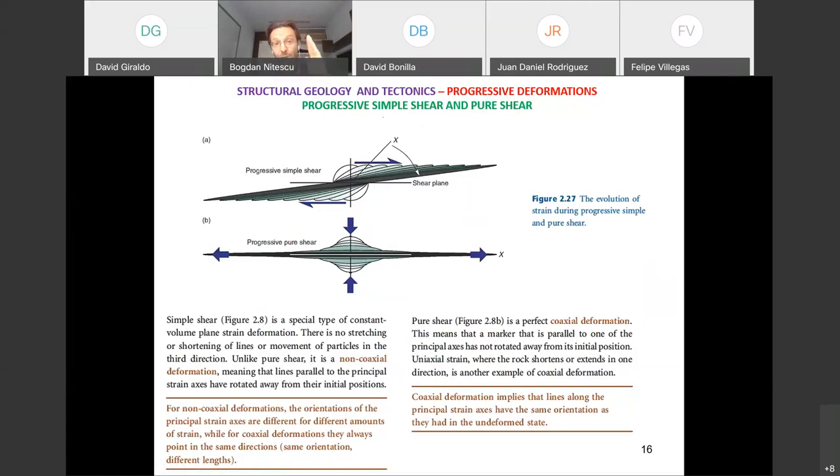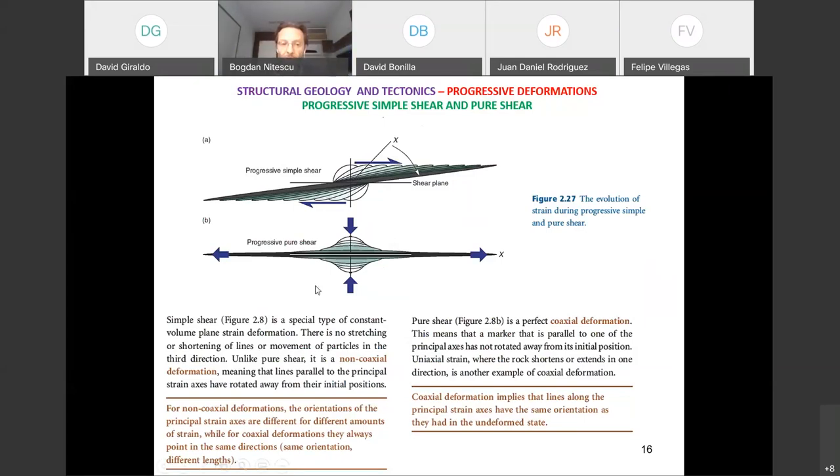So I promised you that I'm going to show you this. So now you can see. We can see the history, and we can see that the axes were rotated, yeah? As we deformed this sphere through simple shear.